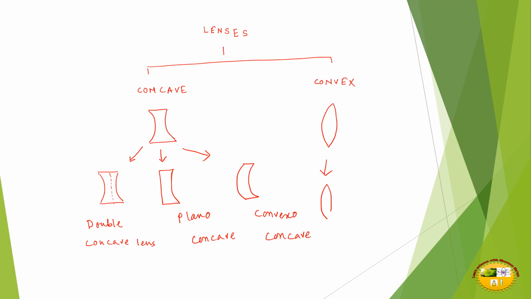Similarly, this is also double convex, right? Then plano convex, then concavo convex. Now we will see how images are formed by a convex lens.